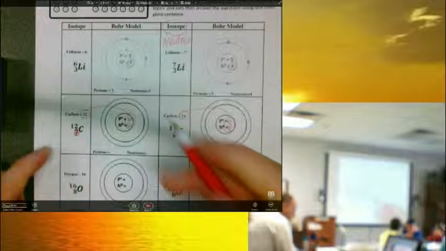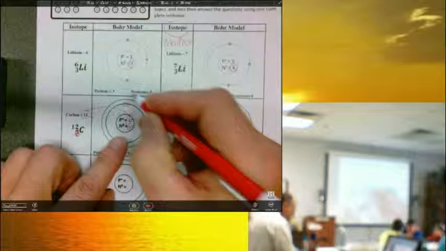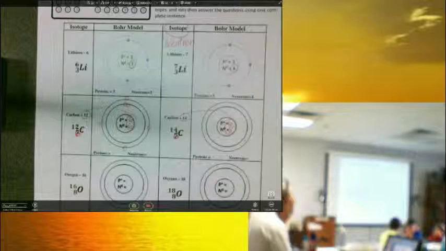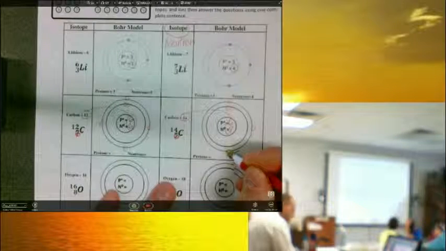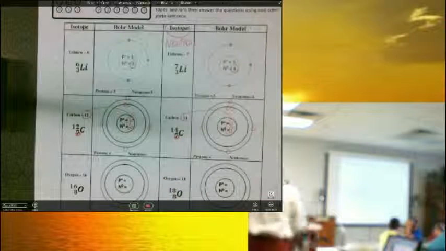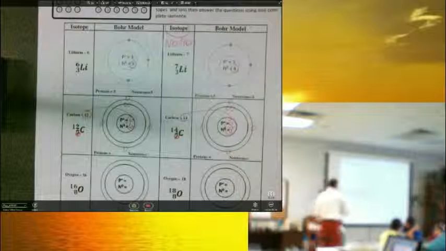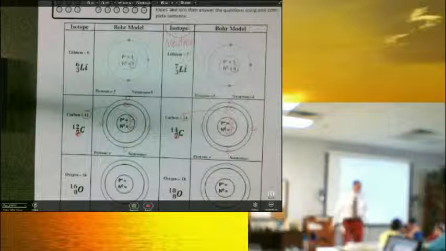Now, we also have to do the electrons. 2 in the first shell. We need to get to 6 of them. So 1, 2, 3, 4. Are the electrons going to change over here? No, because this is not an ion. So the electrons are exactly the same. So the only thing that changes in an isotope is what? Neutron. The neutrons.